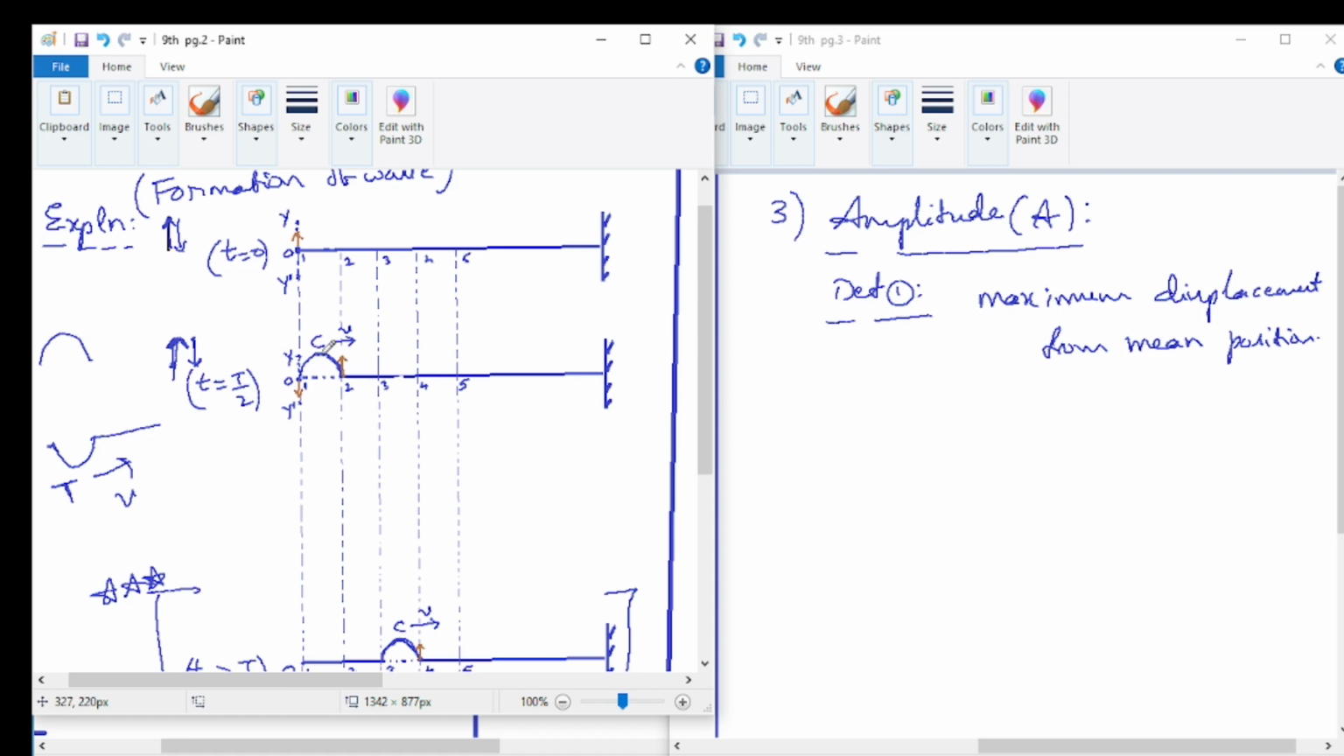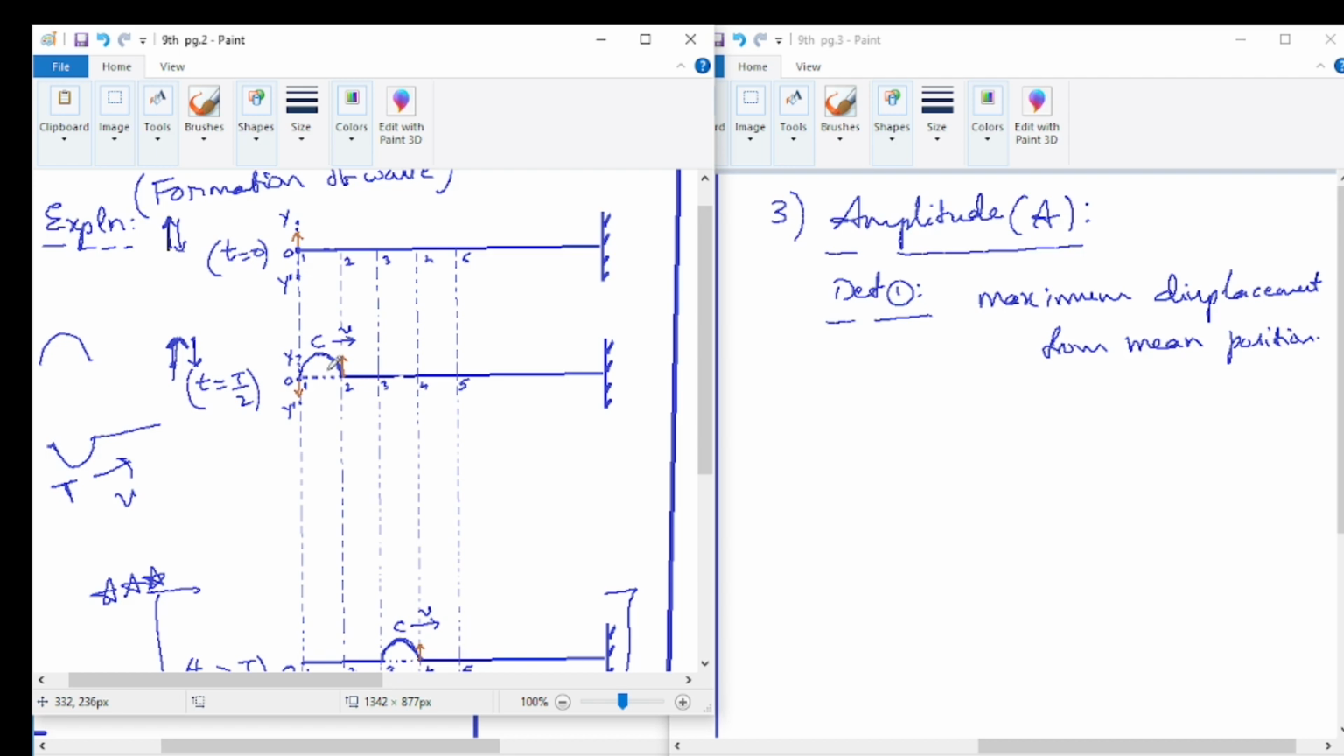But a little later, what is happening? The center of the crest is reaching here. So when the center of the crest is reaching, among all the different particles in the crest, only the particle at the center of the crest is having maximum displacement from the mean position, which is nothing but amplitude. So what is this amplitude here? It's nothing but the vertical height of the crest.